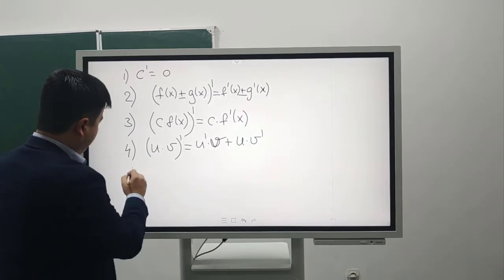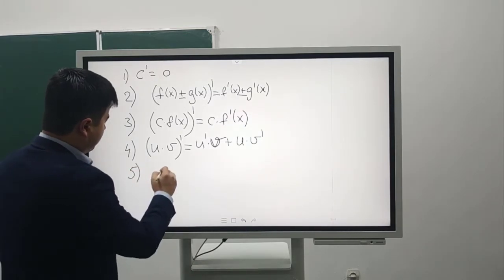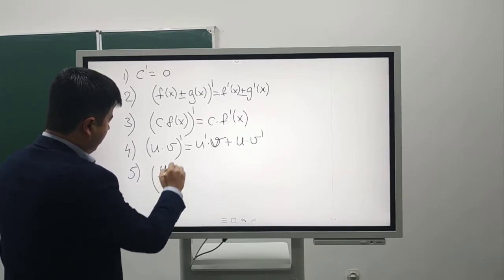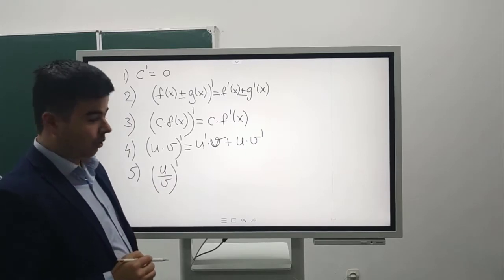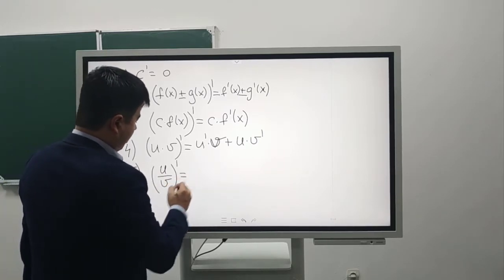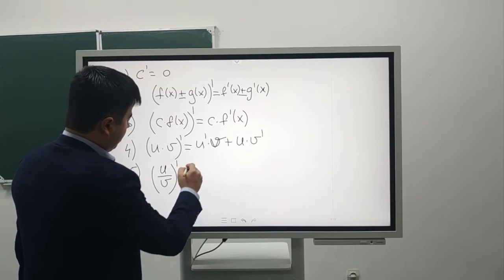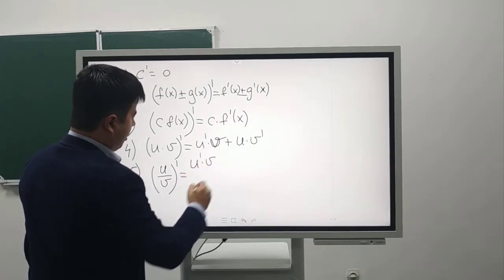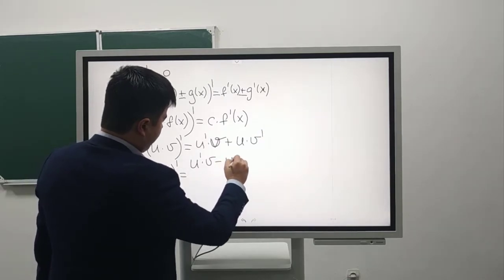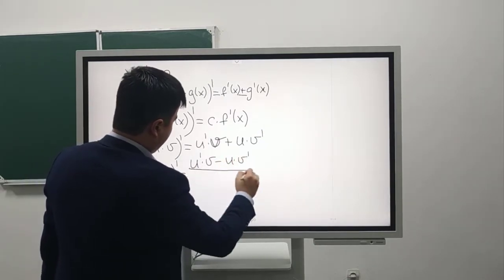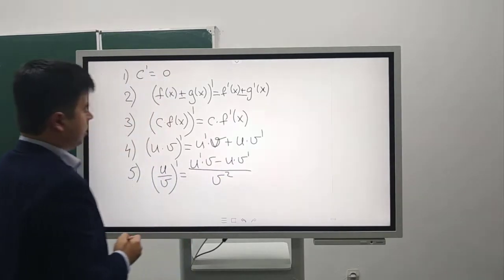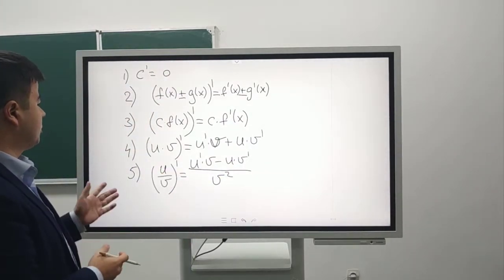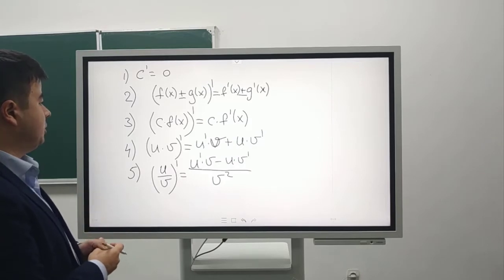And now division, so it is derivative of u over v. Of course, v is not equal to 0. So here we need to write u prime times v minus u times v prime, over v squared. So these are the main rules of taking derivative.